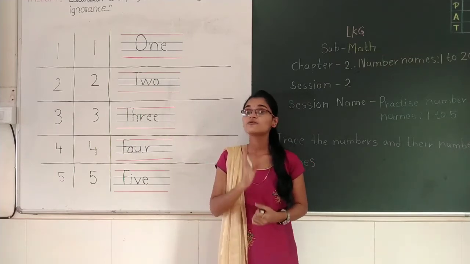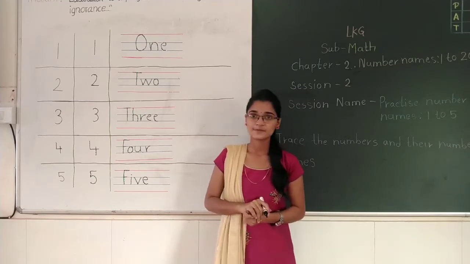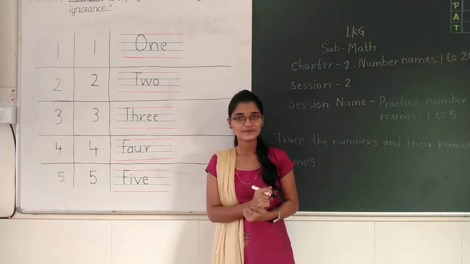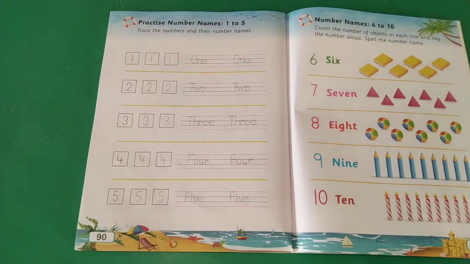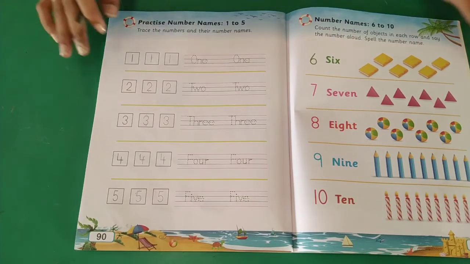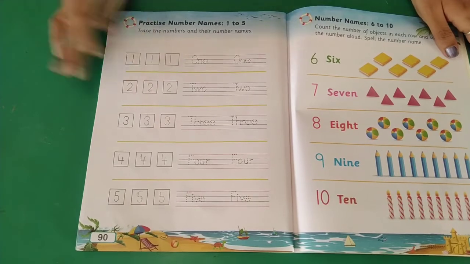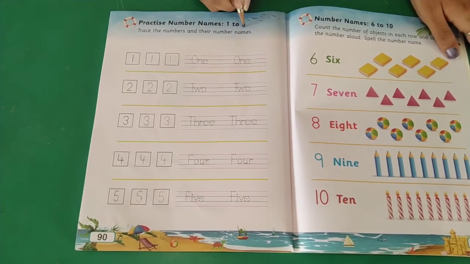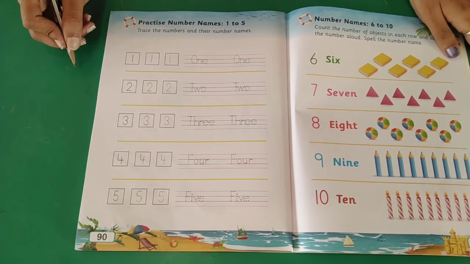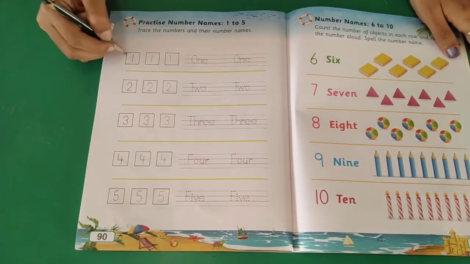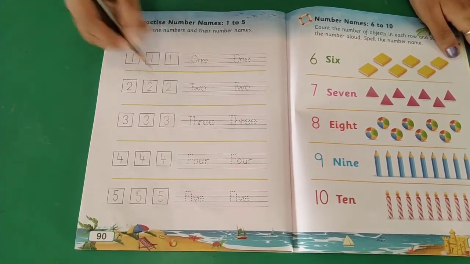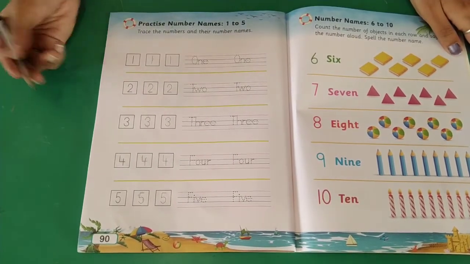And you have to learn these number names. Now I am going to show you your math textbook. Now students, look here. This is your math textbook. Practice number names 1 to 5. Trace the numbers and their number names. First of all, as you can see, some numbers are here, 1 to 5. So first of all, we have to trace these numbers. Let's trace with me.